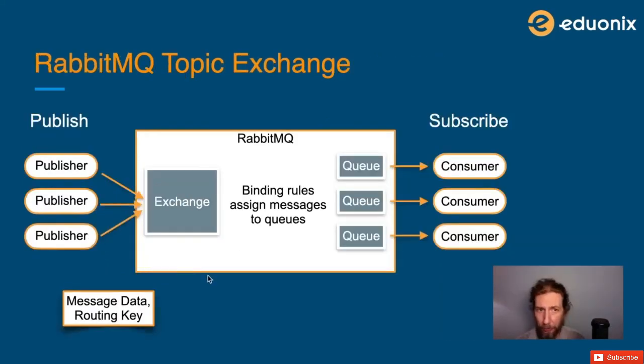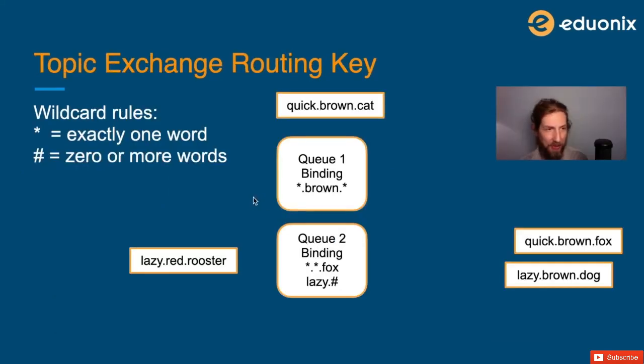With RabbitMQ, we are using a type of exchange called topic exchange. And with topic exchange, each message has a routing key, and then the routing key is used to sort the messages into different queues. When we sort the messages, we use these wildcard rules, where a star is equal to exactly 1, and a hashtag can be equal to 0 or more words. And so our binding is done with these routing rules that we create.